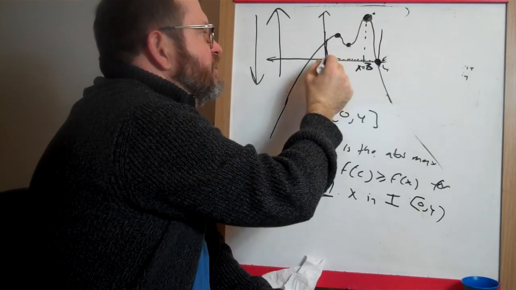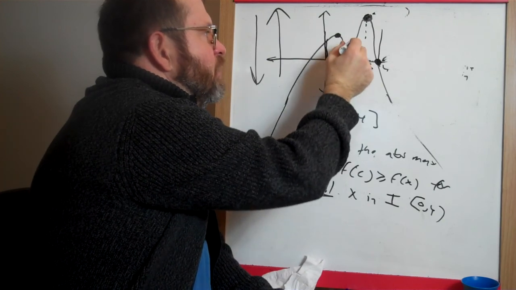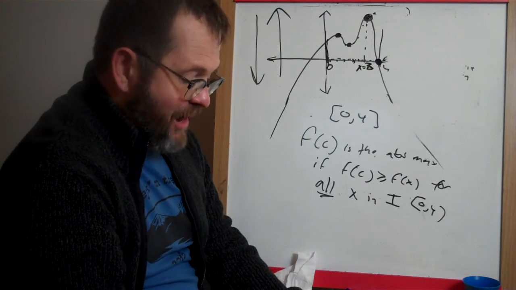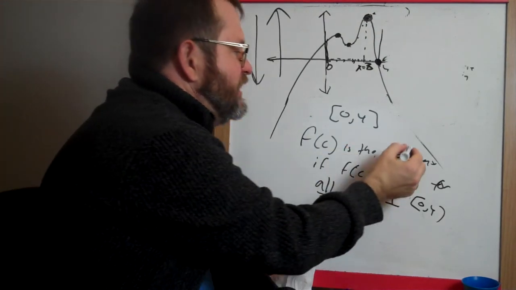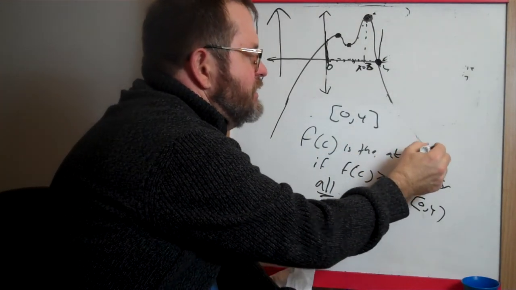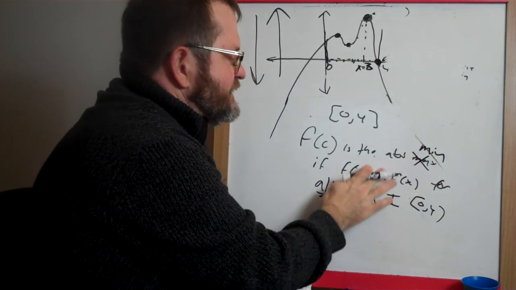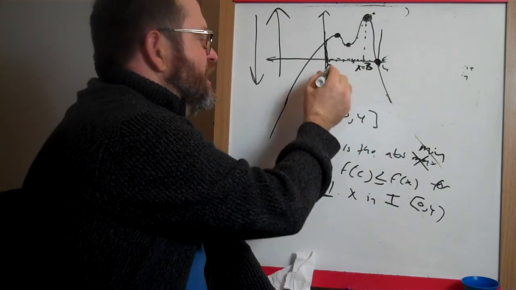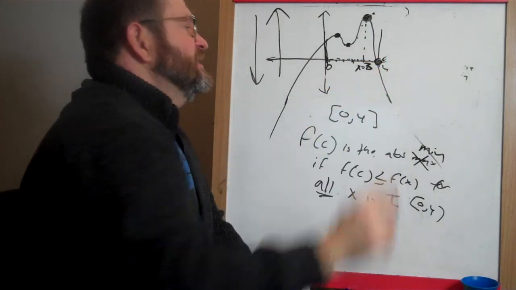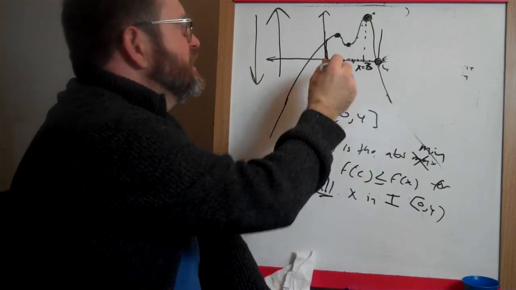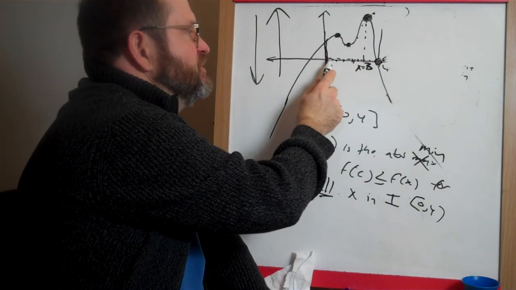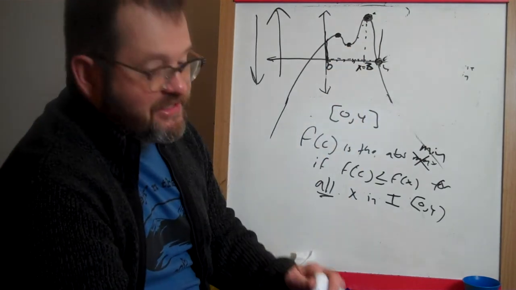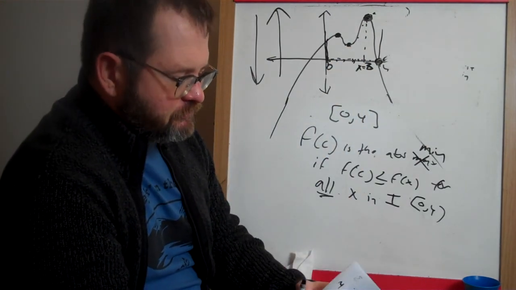In other words, here is our f of c. There it is right here. There is no x along the way where f of x is bigger than this one. That makes it the absolute maximum. In the same way, we could have the absolute minimum if f of c is less than or equal to f of x for all the x's in that domain. So I decided that this was the absolute minimum here because there is no value of x between 0 and 4 such that f of x is smaller than that. So that makes it the absolute minimum.